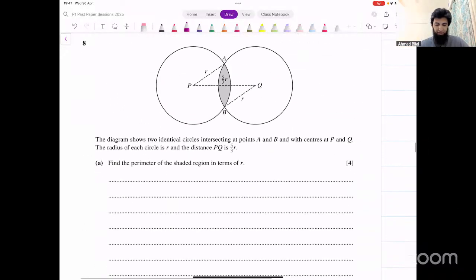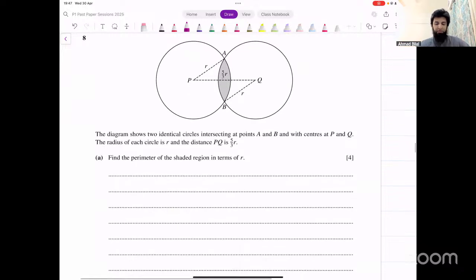This is the next question that you're asking about now. Question number 8. Let's try this. It says, the diagram shows two identical circles intersecting at points A and B and with centers at P and Q. The radius of each circle is r and the distance PQ is 5 over 3 times r. Find the perimeter of the shaded region in terms of r. So we are essentially looking for this arc length. Once we have one arc length, we just multiply that by 2 to get this complete perimeter, right? So that's what we have to do.